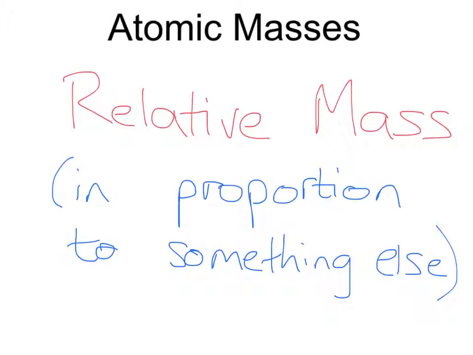So, how would you go about weighing something that you cannot see? This is the situation with atoms. Instead of finding the mass of atoms directly, we compare the masses of different atoms using the idea of relative mass, so in proportion to something else. The carbon-12 isotope, also written as 12C, has been chosen as an international standard for the measurement of relative mass.